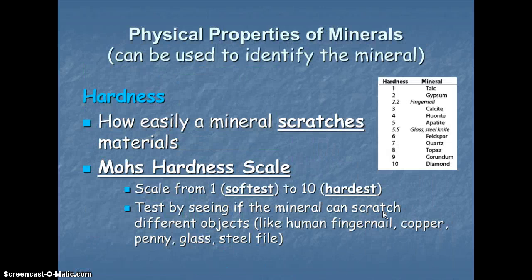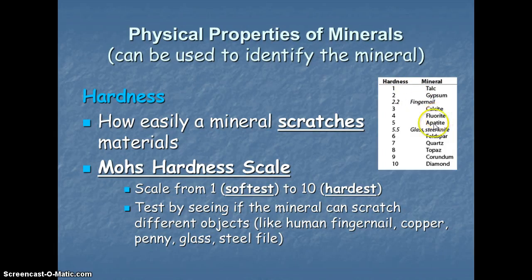Another physical property that can be used to identify them is hardness. How easily a mineral scratches a material is its hardness. And we use a Mohs hardness scale to help us identify them. It's scaled from 1 to 10, 1 being the softest and 10 being the hardest. And what you'll do is test to see if the mineral can scratch different objects. Like a human fingernail. Can the human fingernail scratch the mineral? Can a copper penny scratch the mineral, or does the mineral scratch the penny? Glass, steel file, those are things that you would test.